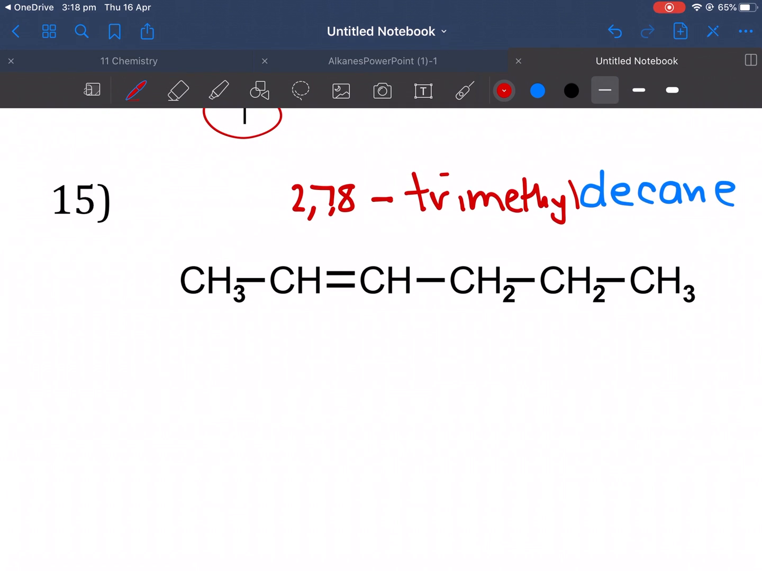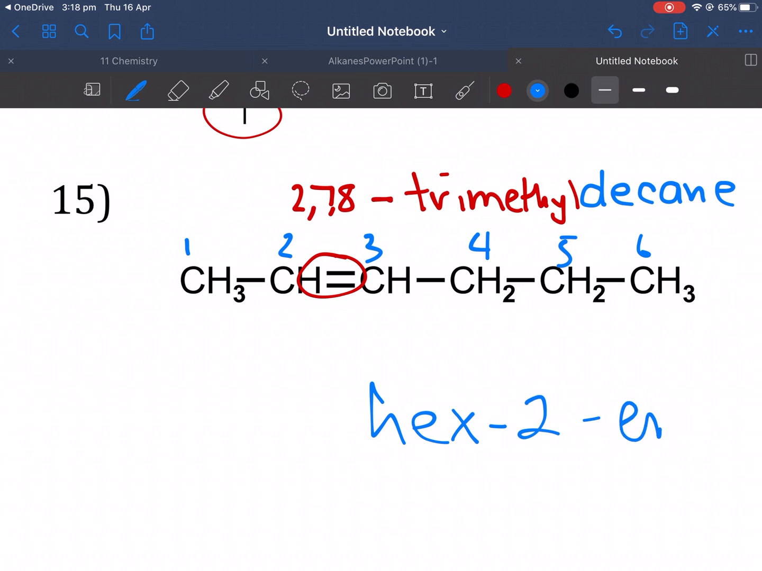Alright, the only thing we need to name in here is the double bond. So, very easy. We need to count the number of carbons. 1, 2, 3, 4, 5, 6. So it's going to be a hex-. And then the carbon number 2 is where the double bond is, and then an -ene. So it's hex-2-ene, our very last one.